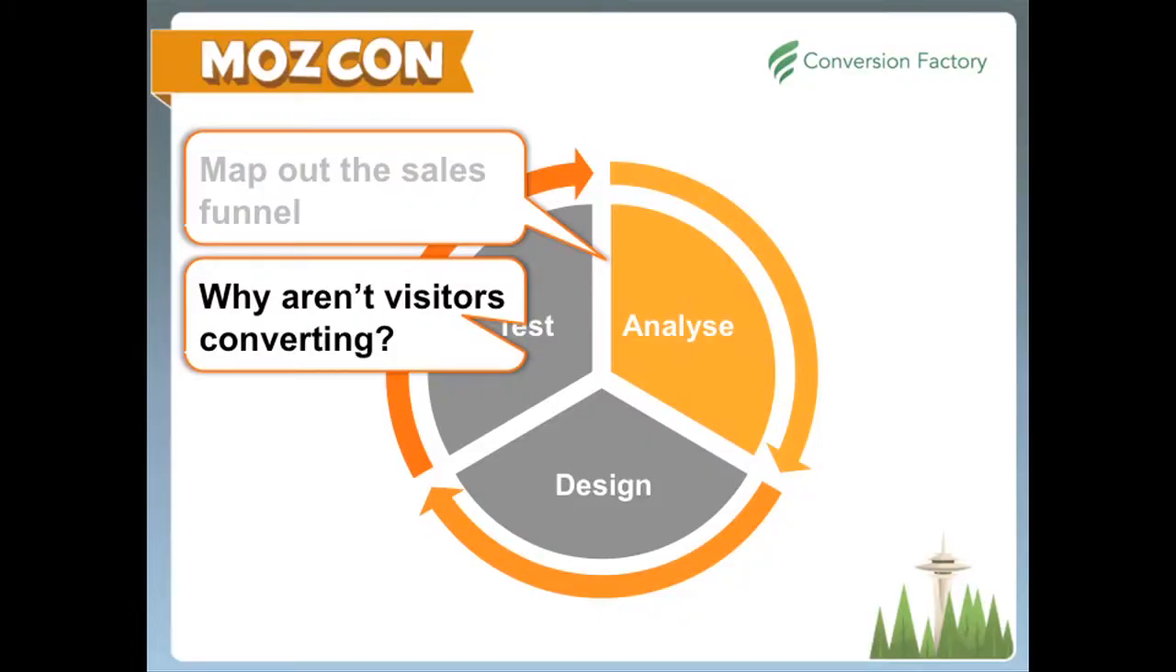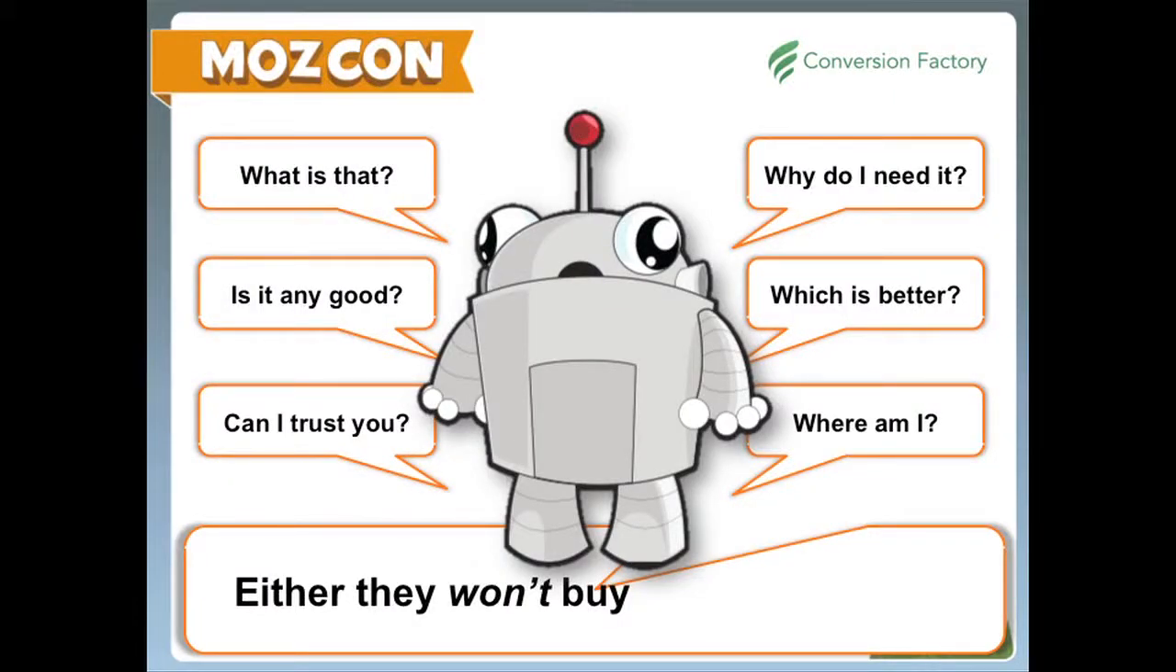The second part of the Analyse step is finding out why your visitors aren't converting. And this is a little bit more complex, but there are ways to do it, and it is made a lot easier with tools. So first up, there are two main reasons why people aren't converting. Either they don't want to, which is a problem with persuasion. So they don't understand what your product does, why it will help them, why it's better than the competition, whether your site is trustworthy.